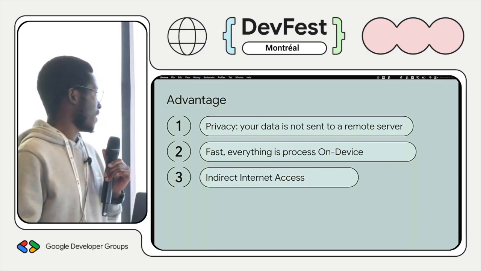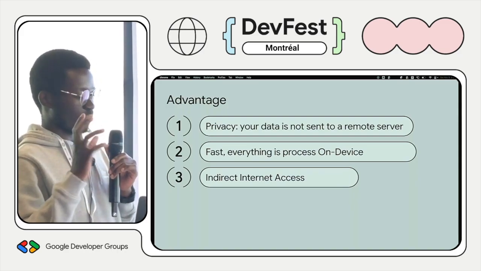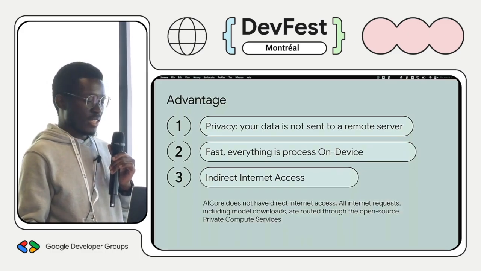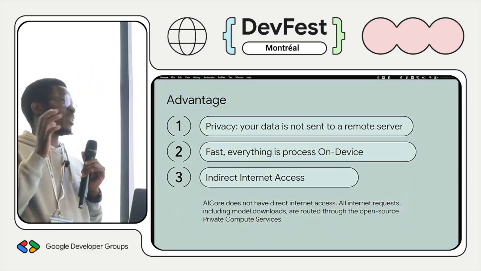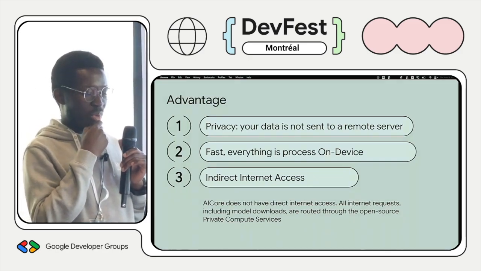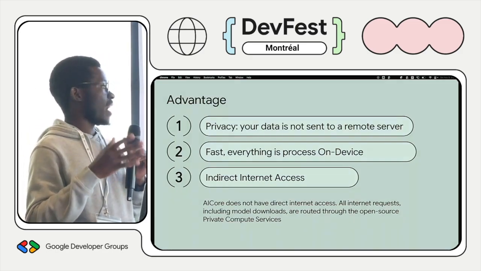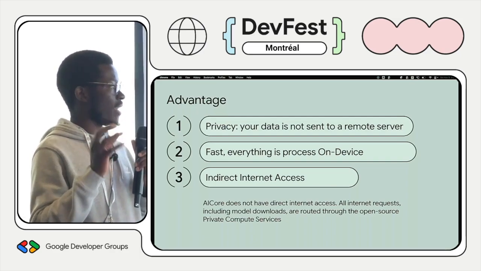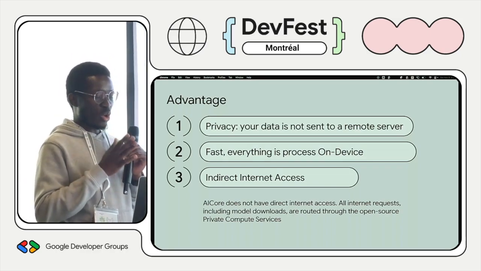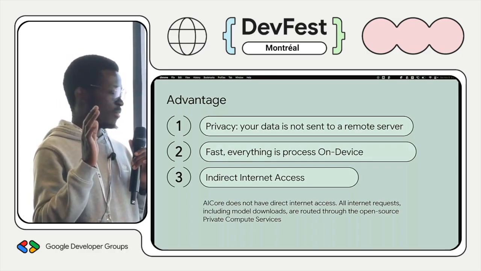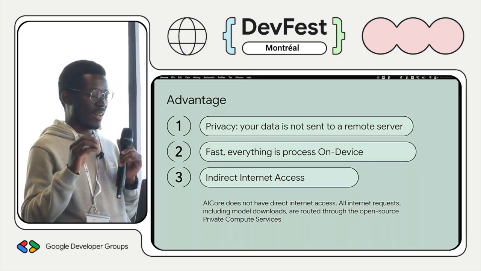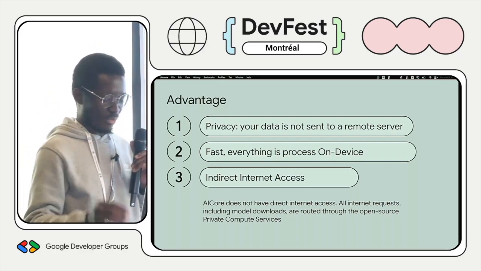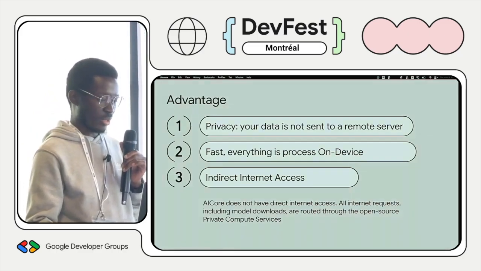And another one is the fact that it provides what we call the indirect internet access. We'll try to explain this in a bit. Basically, AI Core doesn't have direct access to the internet. So what do I mean by that? It means that every time we need to do some operation that involves the data of the user, it goes through a private channel, I would say, just to make sure that the data is not sent to, let's say, Google or any other provider. I will try to explain it in detail shortly.